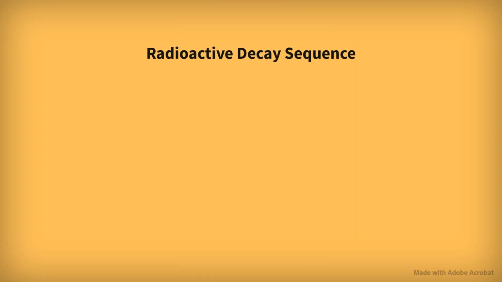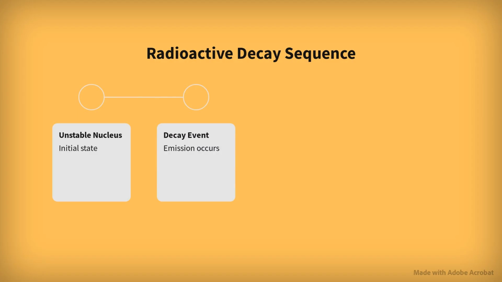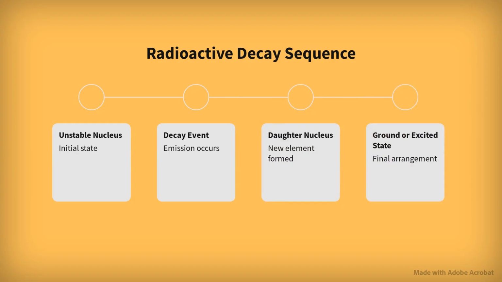Let's trace the chain of events in a typical radioactive decay process, from parent nucleus to stable daughter. The process begins with an unstable nucleus, which is the starting point for decay. A decay event occurs, leading to the emission of particles or energy. The daughter nucleus is formed, which may be more stable or undergo further decay. The daughter nucleus may end up in a ground or excited state, completing the sequence.